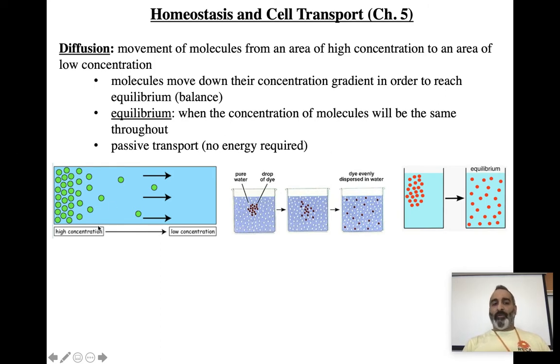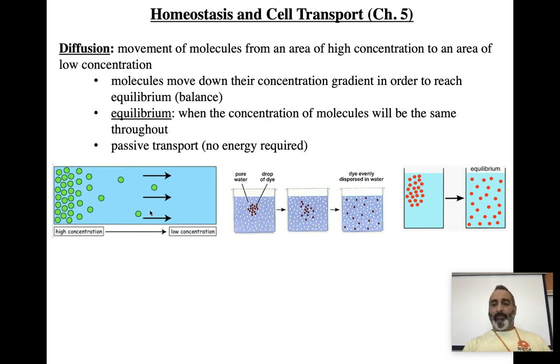They move from where there's a lot, or a high concentration, to an area where there's less, or a low concentration. We can think of it as high concentration, low concentration. It's kind of like going downhill, and rolling a ball downhill, for example, would not take any energy. So diffusion is a passive type of transport, meaning no energy is required in the movement.